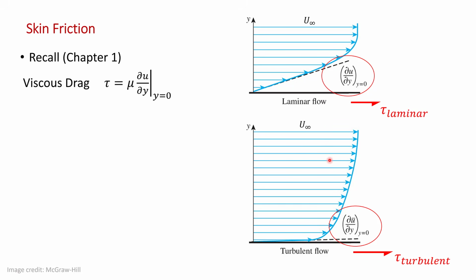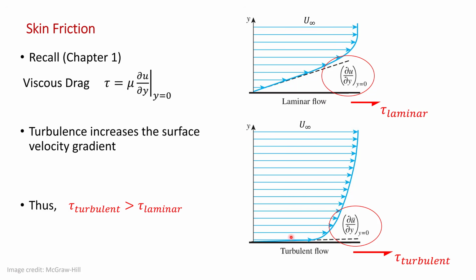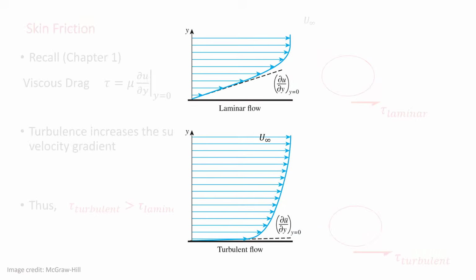The important difference to note is that in turbulent flow, vortices transport momentum toward the wall. The key result is that the surface velocity gradient, ∂u/∂y, is much higher for turbulent flow than for laminar flow. As you move away from the wall, in turbulent conditions, the velocity increases more quickly. So that means that the turbulent shear stress will be much greater than the laminar shear stress. So the skin friction in the turbulent part of the boundary layer will be much higher than in the laminar part of the boundary layer.